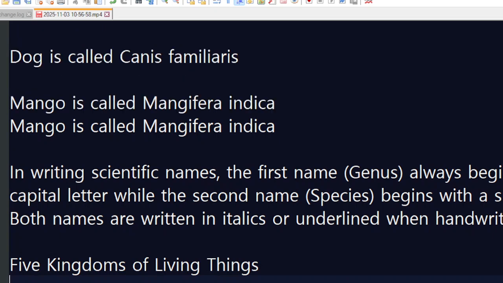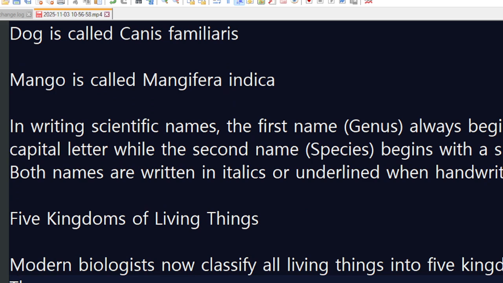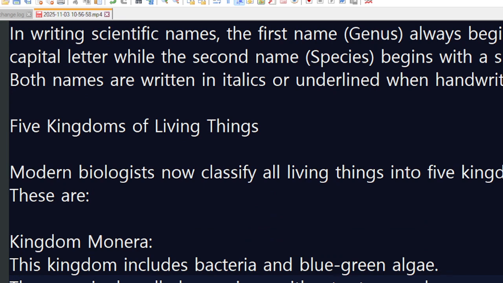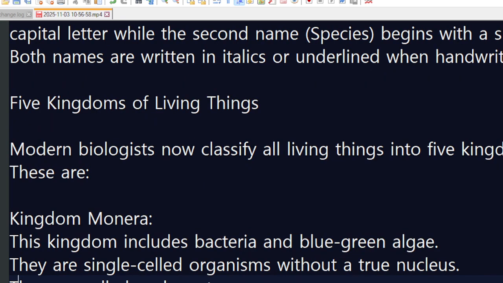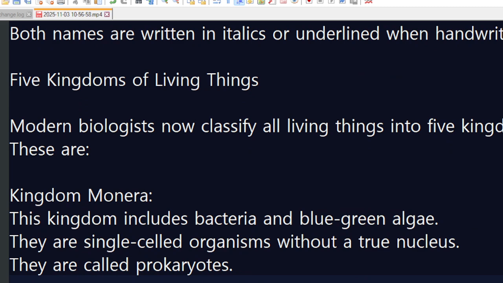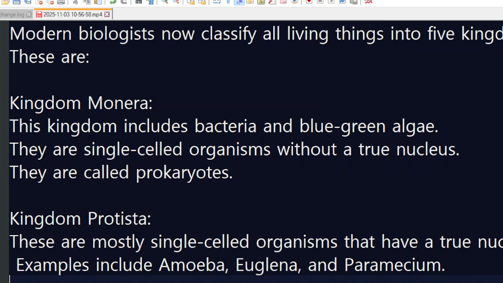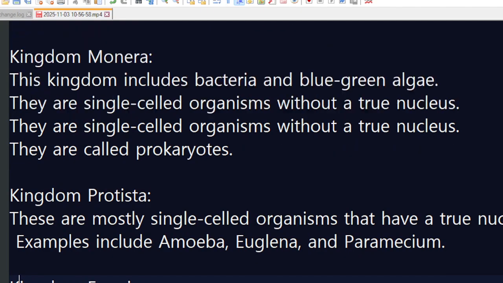Five kingdoms of living things. Modern biologists now classify all living things into five kingdoms. These are: Kingdom Monera. This kingdom includes bacteria and blue-green algae. They are single-celled organisms without a true nucleus. They are called prokaryotes. Kingdom Protista. These are mostly single-celled organisms that have a true nucleus. Examples include amoeba, euglena, and paramecium.